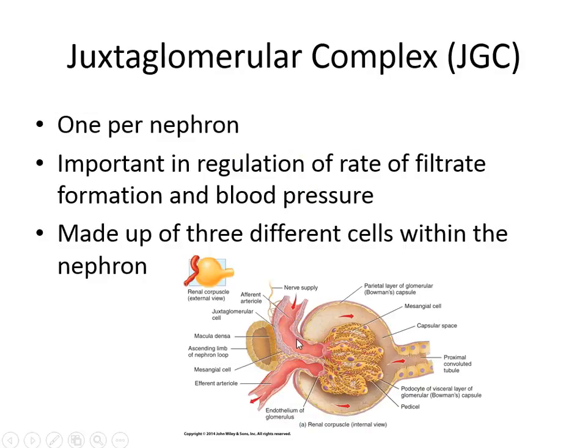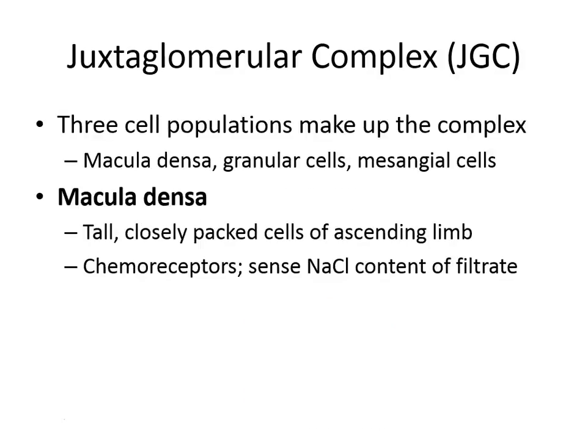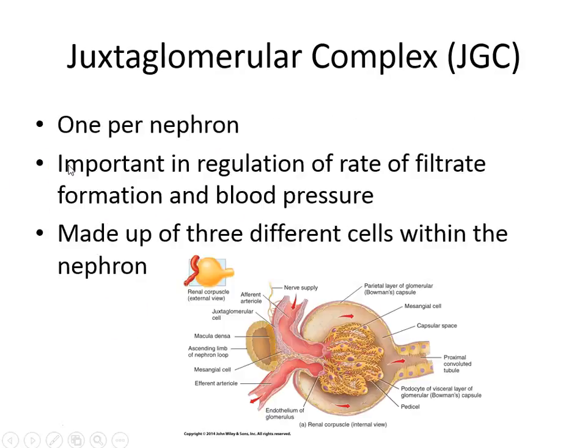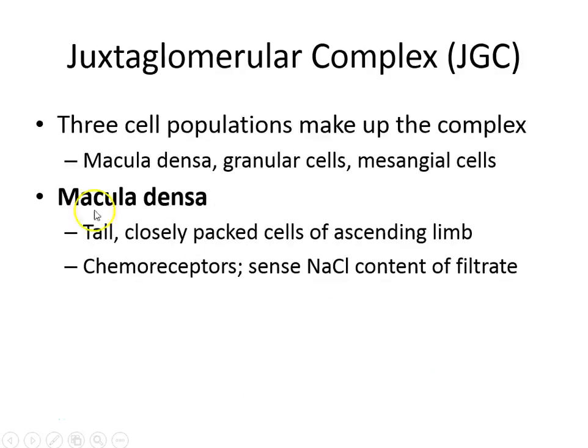So we've got that nephron loop coming up, and we've got cells there. So they're going to help us regulate our filtrate, regulate blood pressure as well. So the 3 cells we have there, we've got the macula densa of the ascending limb of the nephron loop. So you can see that right here. These cells have chemoreceptors. They can look at our salt levels.